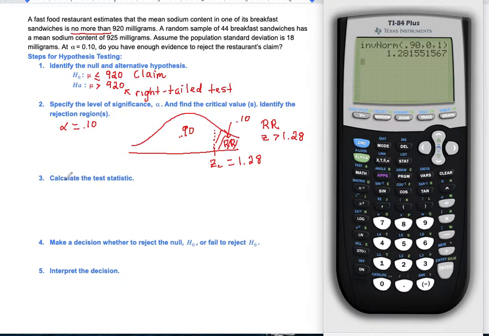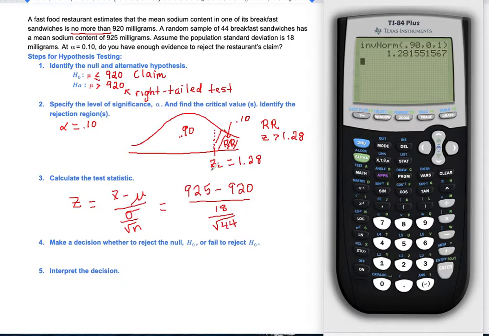Step 3, calculate the test statistic. This is a z-test. We are going to do z equals x bar minus mu divided by sigma divided by the square root of n. Our sample mean in this example is 925. The mean is 920. The standard deviation is 18. And we're dividing that by the square root of the sample size.